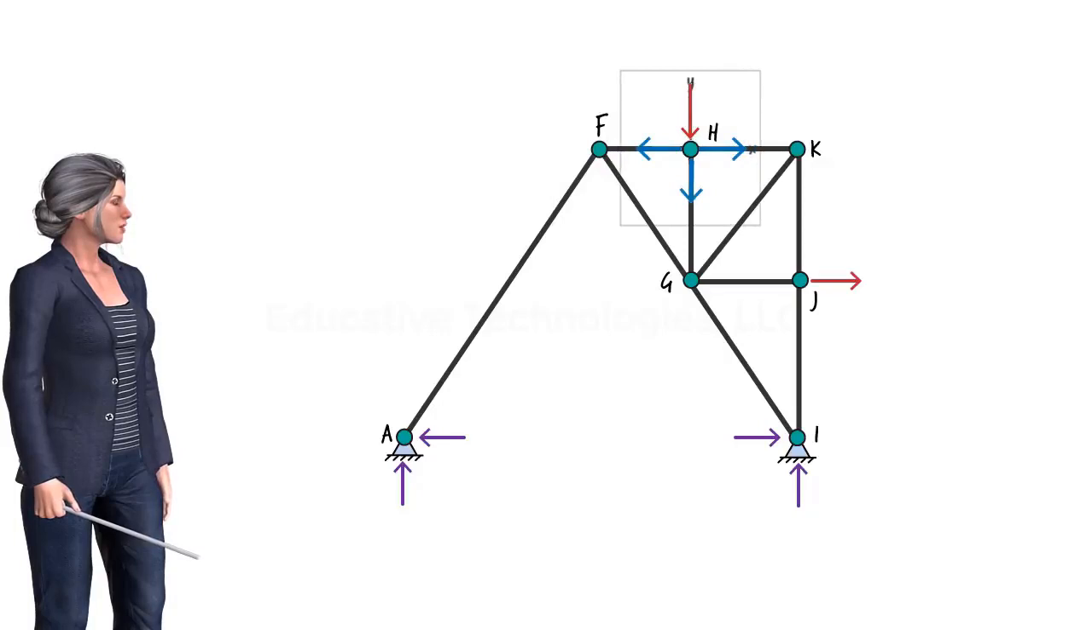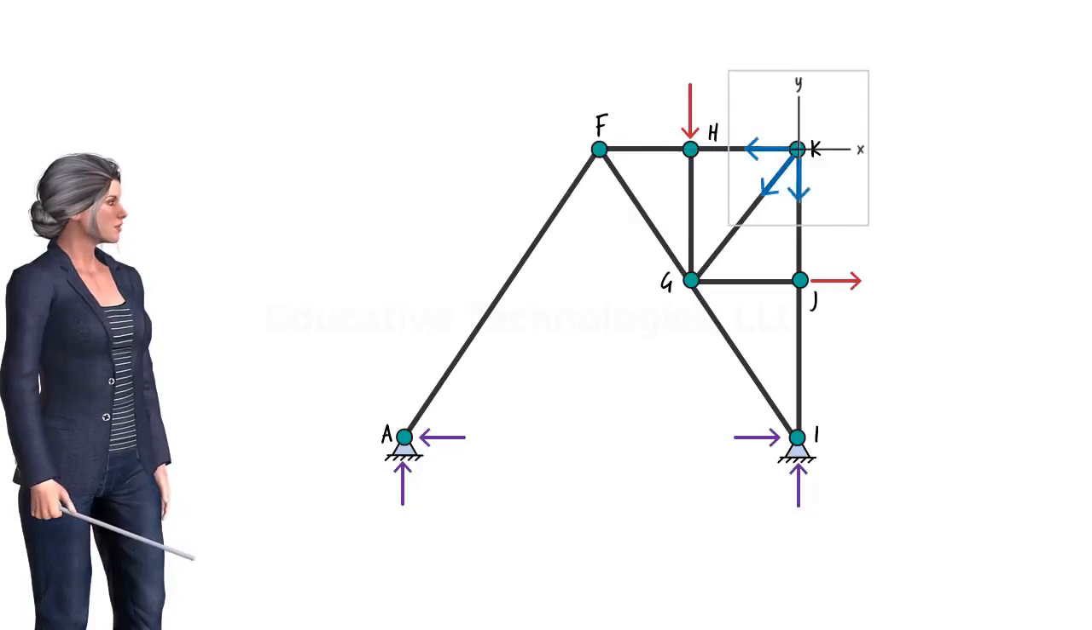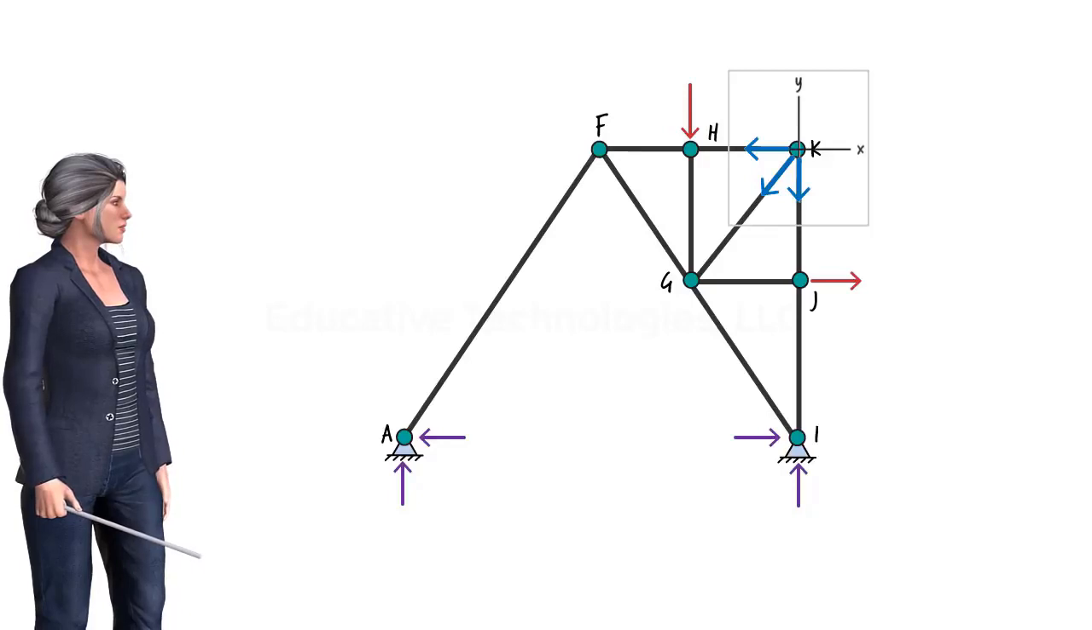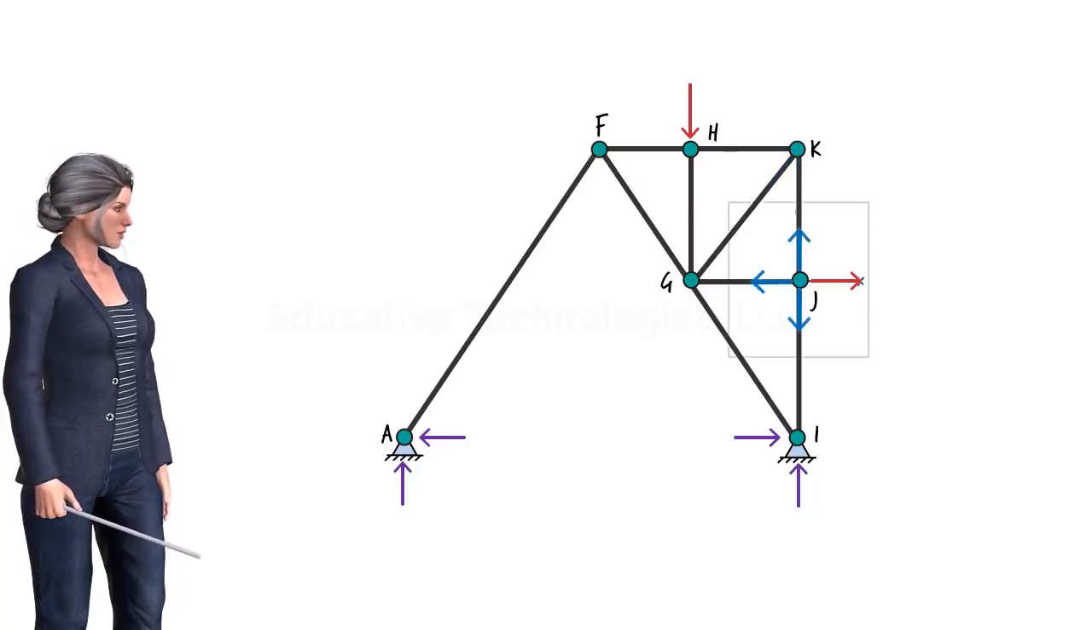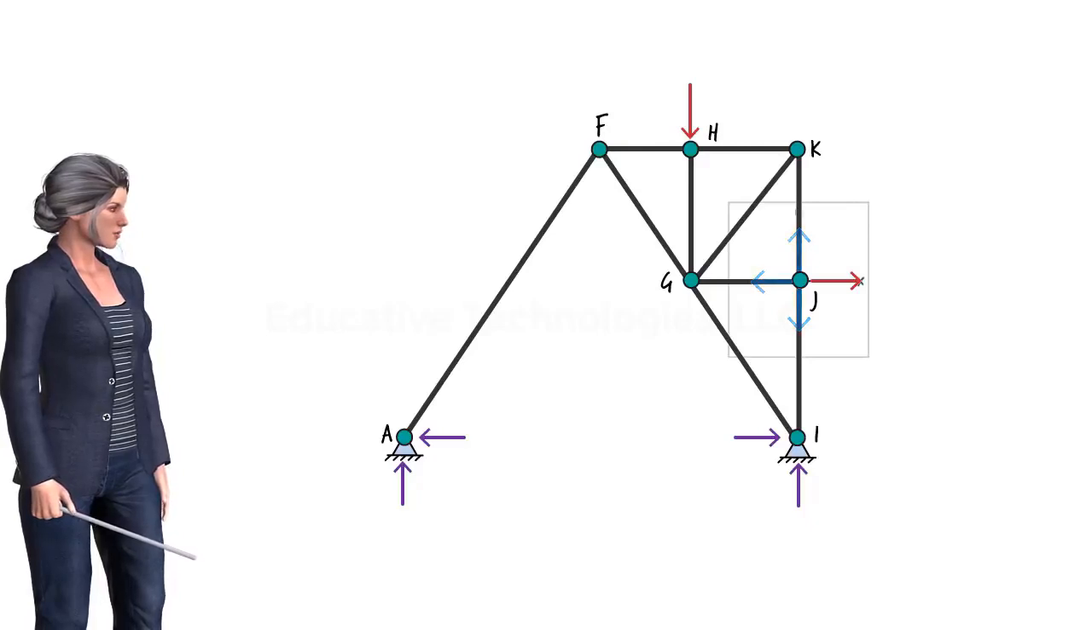Joint H is subjected to four forces, two forces in the x direction and two forces in the y direction. Therefore, neither of the member forces can be said to be zero. At K, although there are only three forces present, they yield two x components and two y components. Therefore, neither member can be said to be carrying a zero force. Joint J is similar to joint H. There are four forces present, hence no member can be said to be carrying a zero force.